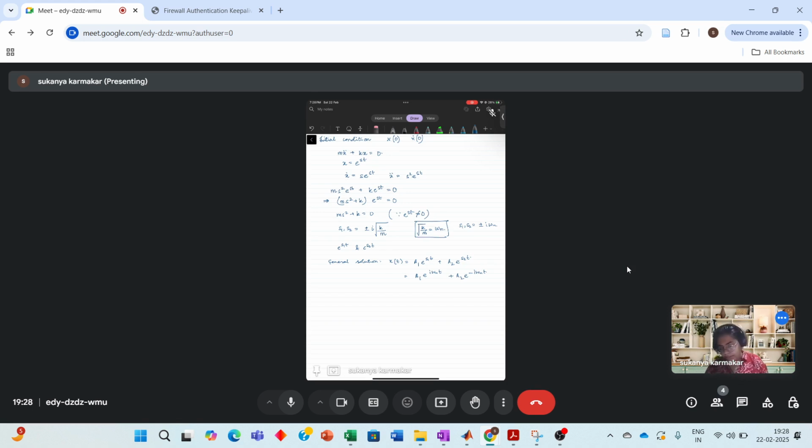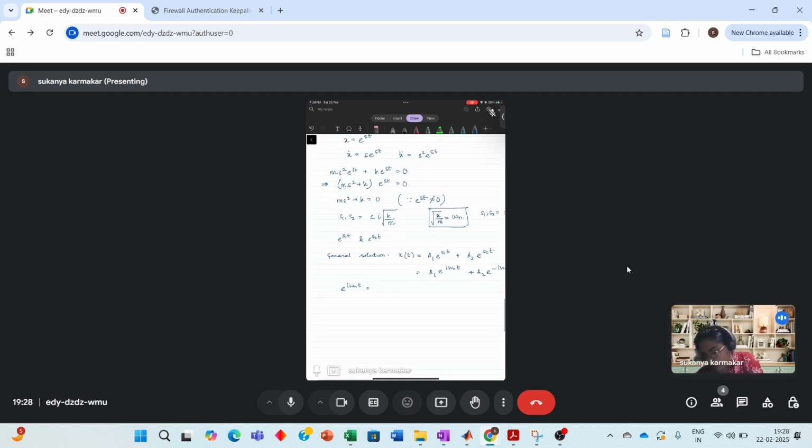Okay, before that, e to the power i omega n t: basically, instead of exponential, I want to write it in the form of cos and sine. For that, I'll use Euler's equation. So e to the power i omega n t can be written as cos of omega n t plus i sine of omega n t, because I want to get rid of the exponential. e to the power minus i omega n t is cos omega n t minus i sine of omega n t.